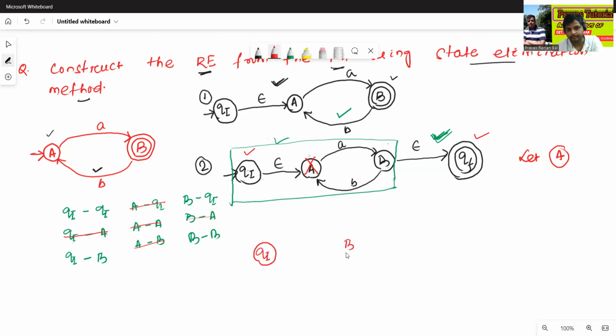So now we have Qi, this is B, because we have already eliminated state A, then this is QF.